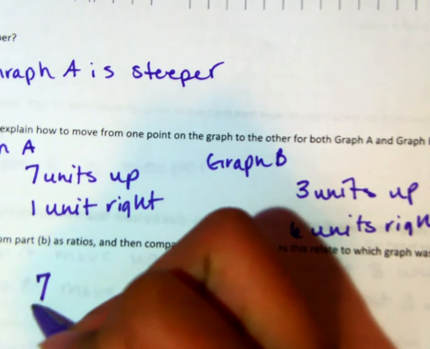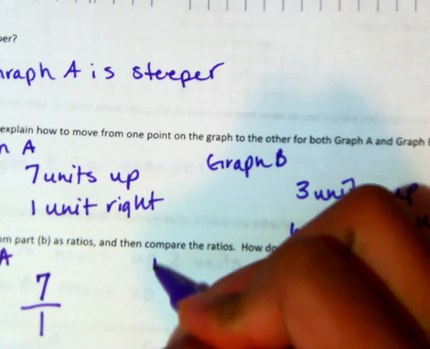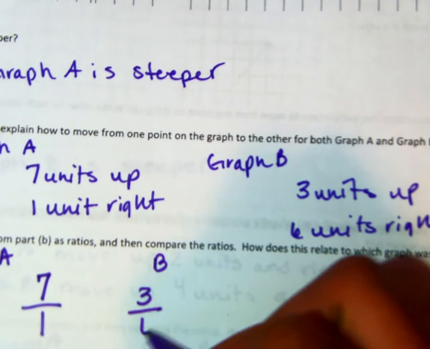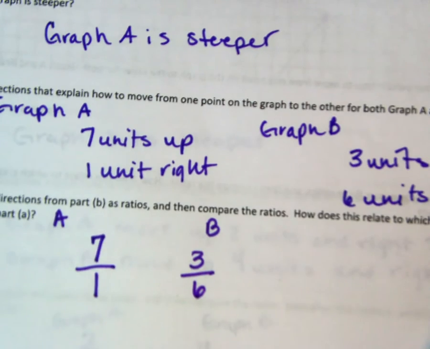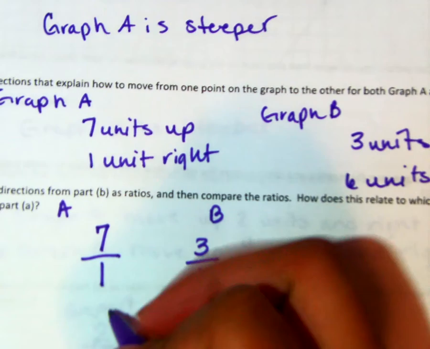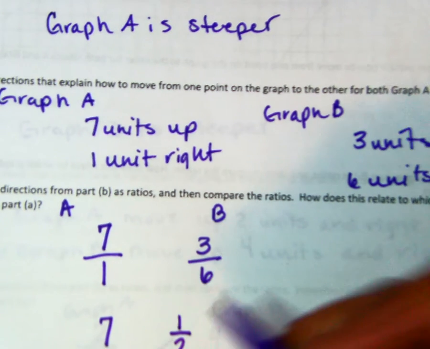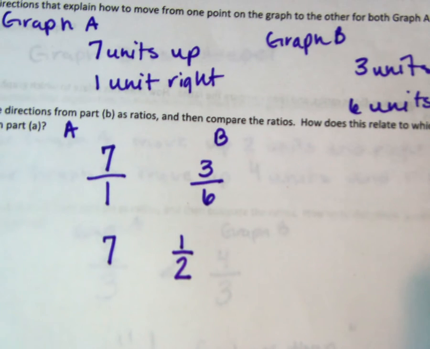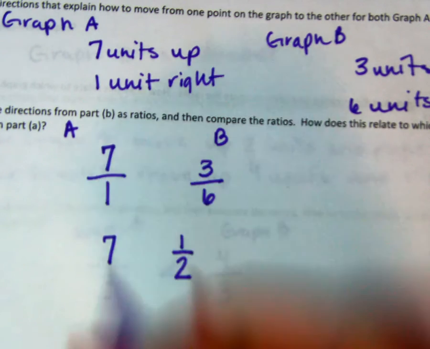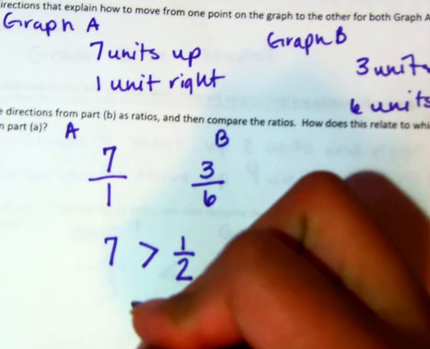When I write 7 over 1 as a ratio, and I write 3 over 6 as a ratio, and I compare these numbers, I know that I'm comparing 7 to 1/2. Okay, I'm going to simplify both of these fractions, 7 to 1/2. Which is greater? 7 is greater than 1/2. Graph A was steeper because it has the greater ratio.